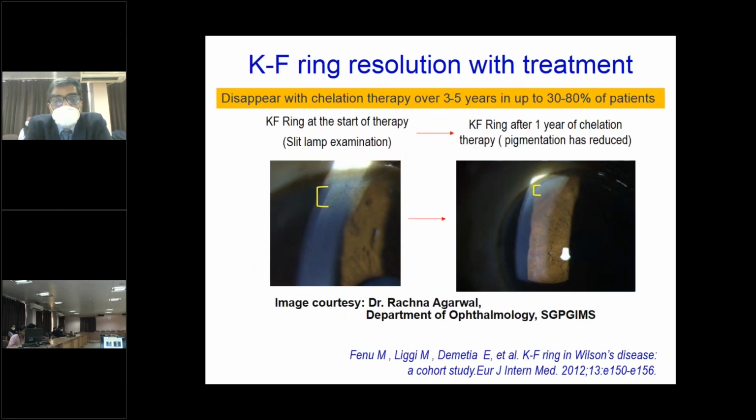This is a picture which is showing Kayser-Fleischer ring at the onset of the therapy. And subsequently, over a period of 1 year, there is significant reduction in the Kayser-Fleischer ring as shown in the image. And also the literature shows that in about 30 to 80% of the cases, there is resolution of KF ring over 3 to 5 years duration.